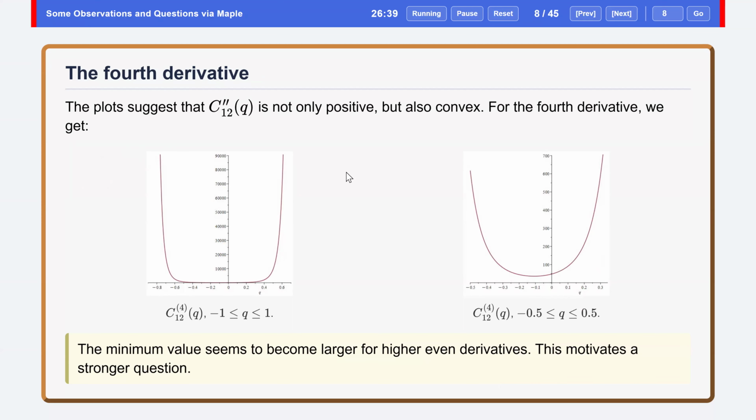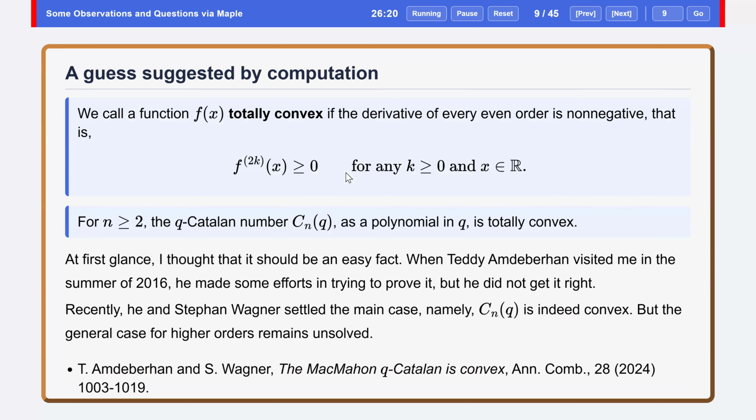So the figure indicates that the second derivative is not only positive but also convex, and we can continue to consider the fourth derivative, and we still get a convex curve. Formally, we call a function totally convex if the derivative of every even order is non-negative.